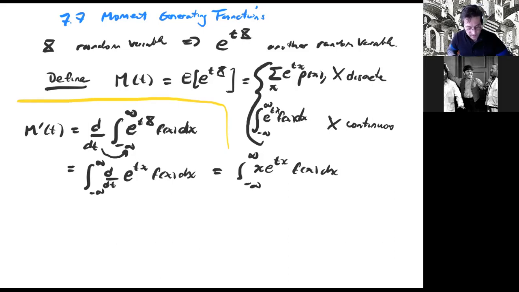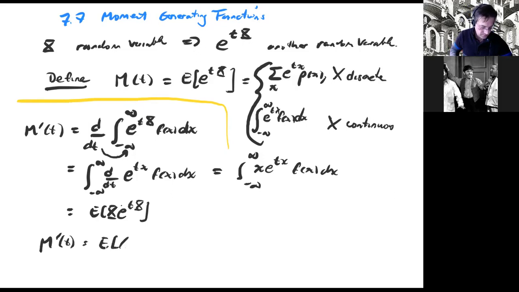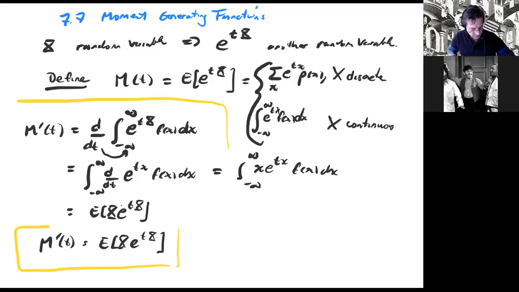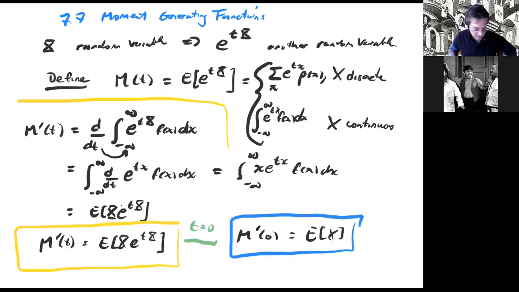And what do you know? We can stare at this and see that this is the same thing as the expected value of x e to the tx. So that's our first thing. M prime of t equals the expected value of x e to the tx. Okay, so let's box that off. In particular, a special case is to take t equals zero. If we take t equals zero, we get M prime of 0 is the expected value of x times e to the 0, which is the expected value of x. So that's actually also a nice thing.